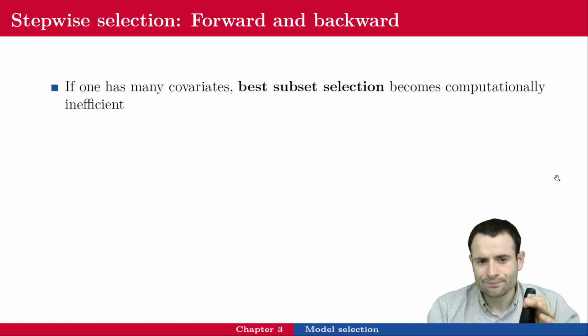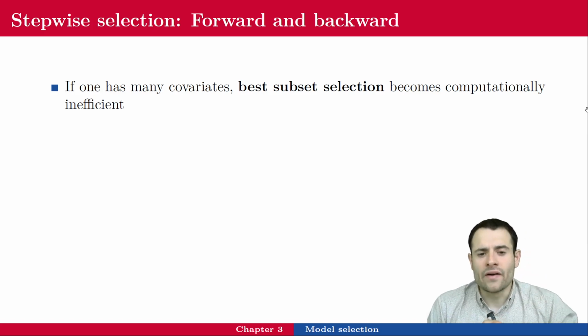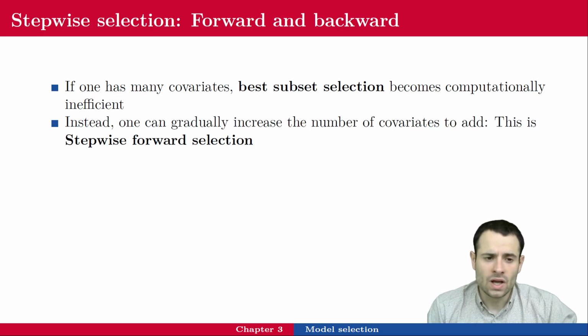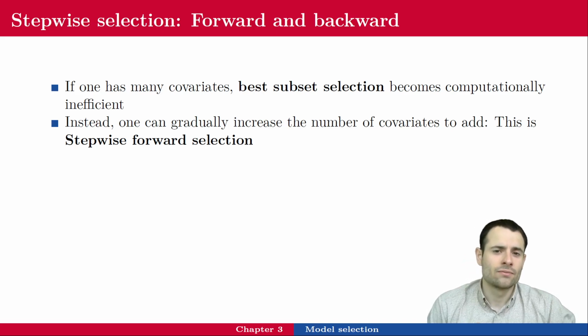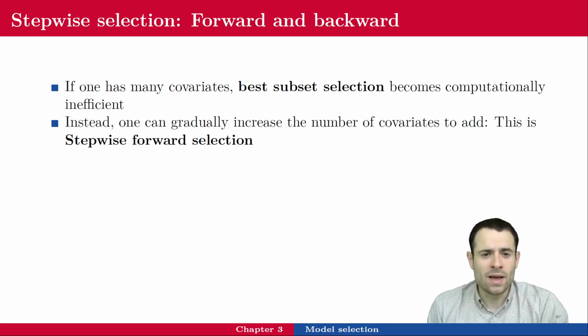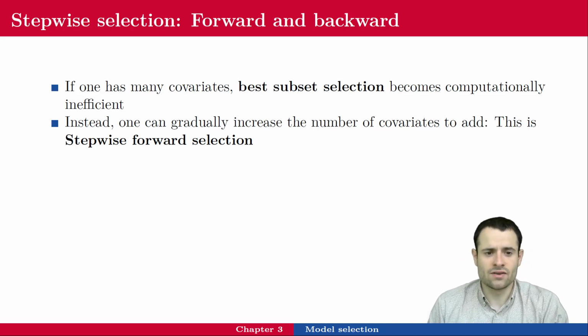But as you can guess, if you have many covariates, best subset selection will become computationally inefficient. You have so many different models to estimate that it's going to take a very long time. Instead, there is what we call a forward stepwise selection or a backward stepwise selection. This is another way to select the best subset of variables. What you can do is gradually increase the number of covariates to add. This is what we call stepwise forward selection.